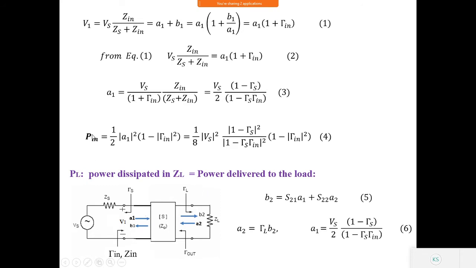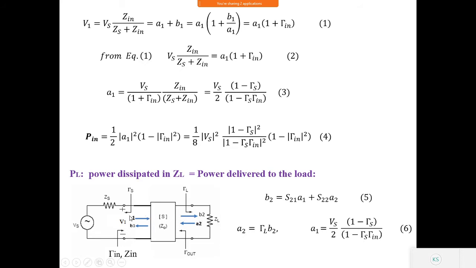We are inputting a power equal to P_in, but what is the power delivered to this load ZL? With the amplification, this power must get amplified after being delivered to the load ZL. So we should see what is the power delivered across this load ZL. To calculate that, the actual power delivered to the load ZL is PL here.